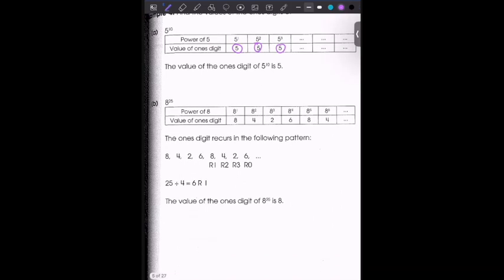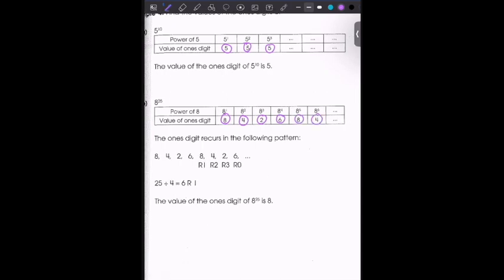Now when we have 8 to the power of 25, 8 to the power of 1 would be 8. 8 to the power of 2 is going to be 64, so the ones digit is going to be 4. And 8 to the power of 3 is going to be 64 times 8, which is going to be 512, so the ones digit is going to be 2. Then multiplying that by 8 again for 8 to the power of 4, it's going to be 4096, so the ones digit is going to be 6. And when we multiply that again, the ones digit is going to become 8 and then 4. So we can see that a pattern is observable for the ones digit when we have a power of 8. So the pattern is going to be 8, 4, 2, 6.